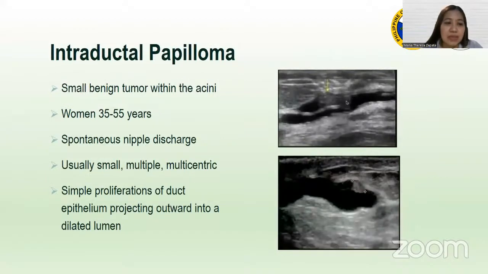Intraductal papilloma, a small benign tumor within the acini. Women 35 to 55 years of age. Spontaneous nipple discharge, usually small, multiple, and multicentric. Simple proliferation of duct epithelium projecting outward into a dilated lumen. It is where abnormal cells occur in the lining of the breast duct. The cells have not spread outside the duct or to other parts of the breast.